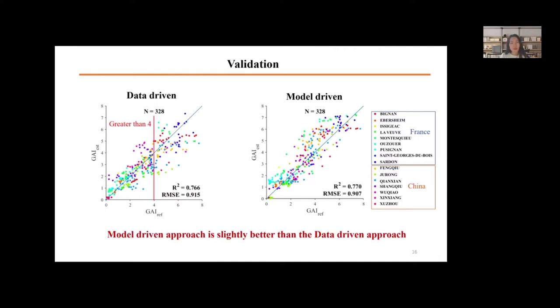In the model-driven approach, at the early stage or when the GI value is greater than 4, the model overestimates. That is due to the poor authenticity of the 3D structure at the early stage. And in addition, only 10,000 simulations were used to train the model. So maybe it isn't enough to represent the entire growth stage. So we should add more data.